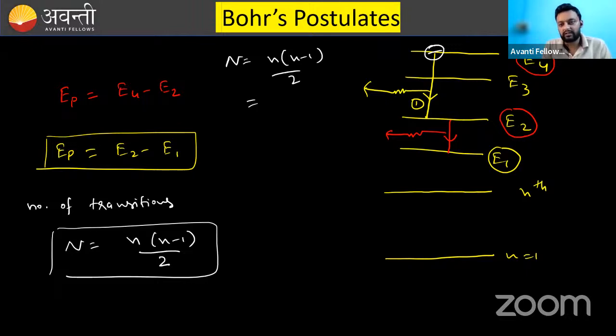You will say the number of possible transitions is n(n minus 1) by 2. Here n is 4, since our electron is in the fourth orbit. 4 into 4 minus 1, that is 3, divided by 2. That is 6 transitions. Very good, 6. I think it's clear now. So in the Bohr model, one is the Bohr quantization rule, another is this transition thing. These two things are important in Bohr postulates.